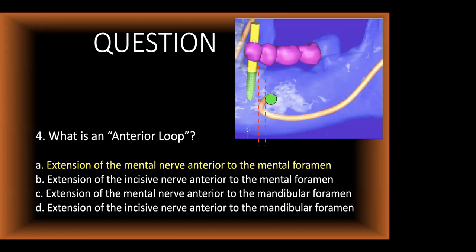It splits into 2 terminal branches. One is the mental nerve, which goes through the mental foramen, which gives us the soft tissue sensory innervation. And then the second terminal branch is the incisive nerve, which goes into the anterior mandible, which innervates and gives the nutrient canals to the actual anterior teeth. So it's the mental nerve, and it's that component that's anterior to the mental foramen.